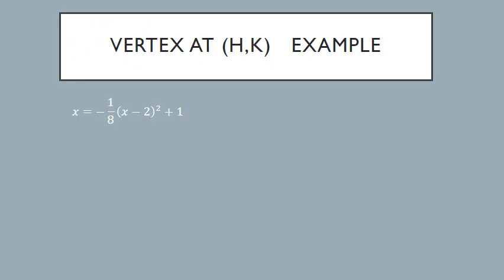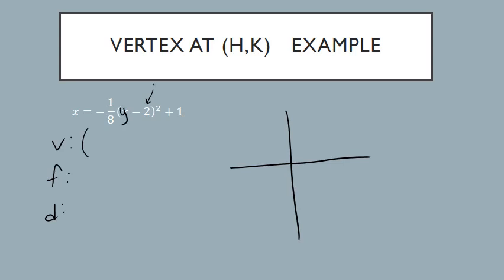So let's try one. Okay, so we have a couple of things again. We want the vertex, we want the focus, and we want the directrix. So the vertex in this case, since it says x equals, oh, this should be a y. Sorry, let's change that real quick. That should be a y. That means that this is my y value, this is my x value.